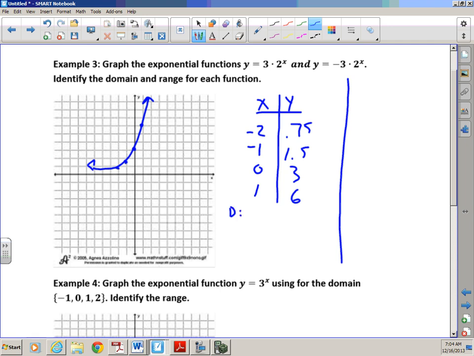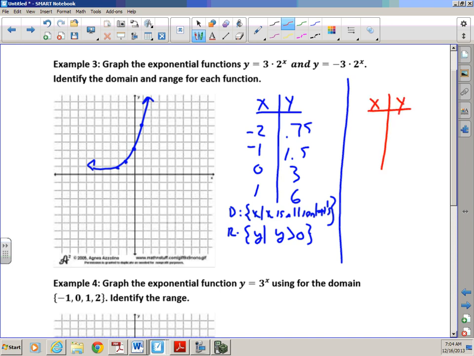The domain, x, is all real numbers. And my range is, again, y is greater than 0. Okay? Now, we take a look at the next one where it's y equals negative 3. Please be careful when you put that negative 3 in. The negative sign is the negative sign below the 3 on the calculator.